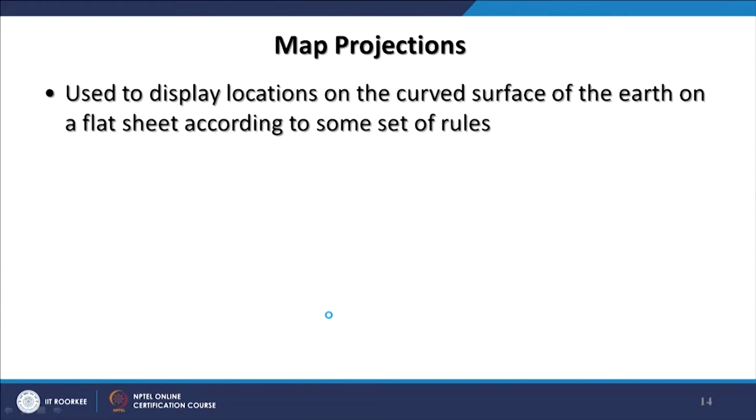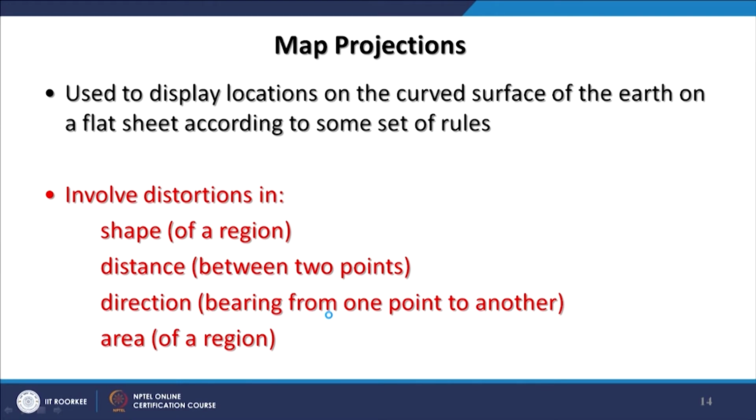Now, as you know, the curved surface, which is a 3D surface, has to be represented on a flat sheet. So, the projection has to be chosen. When you do it, the problems we are going to encounter are that the shape of a region or a country, a political boundary, may get distorted. Because the shape is changing, the distances or perimeter will change, and the directions will also change.